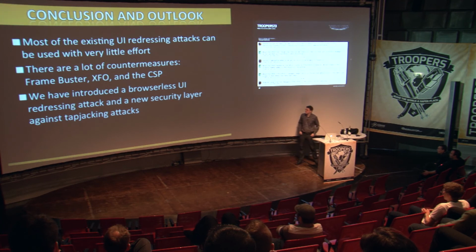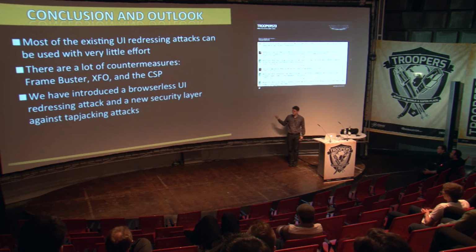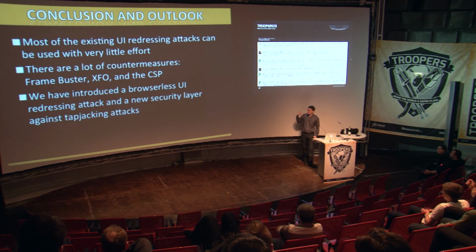We saw that most of the existing UI redressing attacks can be used with very little effort. Just some of them do not work, like cookie jacking and cursor jacking. There are a lot of countermeasures for desktop-based browsers and mobile-based browsers, like Firefox, Chrome, and Opera. Framebuster is the keyword here. We have X-Frame-Options as an HTTP header, and the content security policy. And what we also saw is that it is possible to attack applications with another application which has no rights for making, e.g., phone calls.